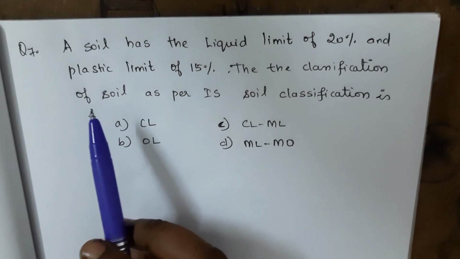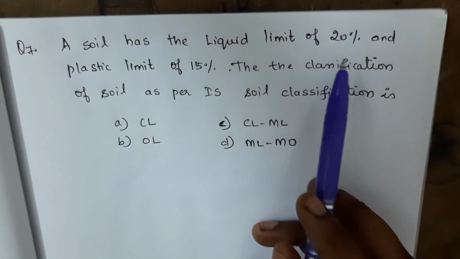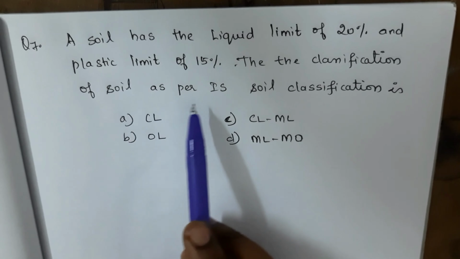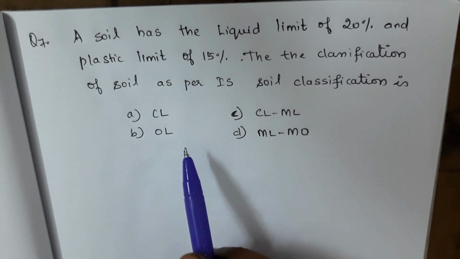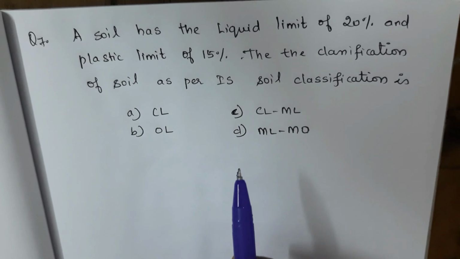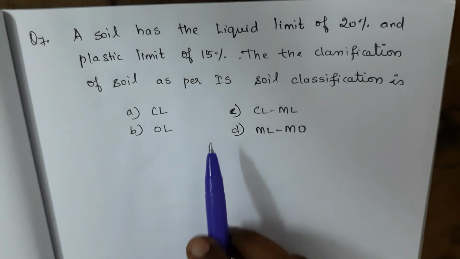The last question for the lecture is question 7. A soil has the liquid limit of 20% and plastic limit of 15%. The classification of soil as per IS soil classification is, and they have given us the options. I'll leave this question to you. Just solve this question and leave your answers in the comment section. In the next lecture, we shall start with this sum.